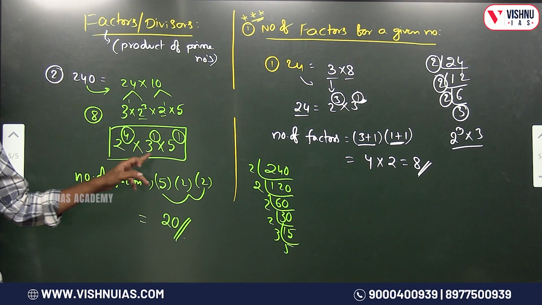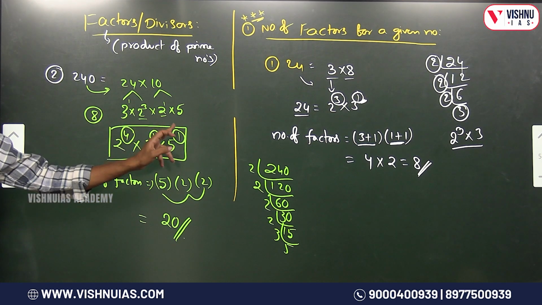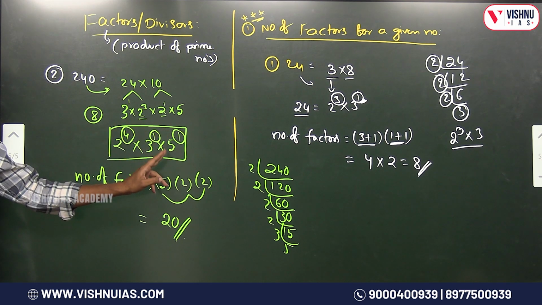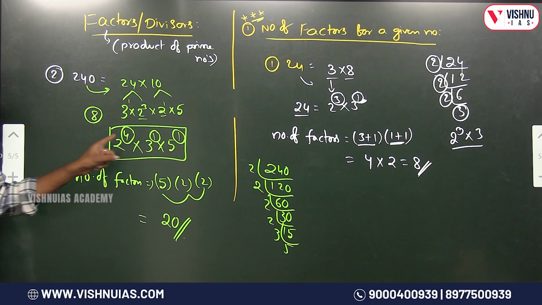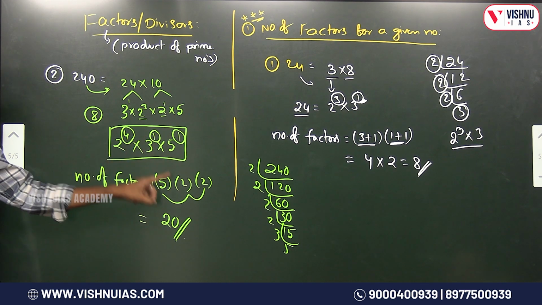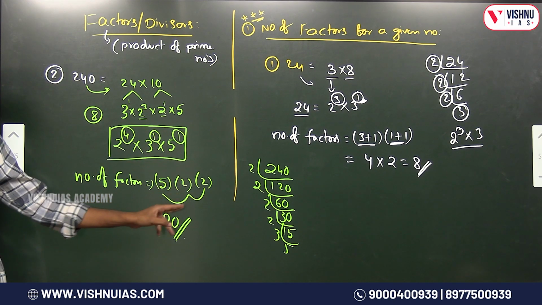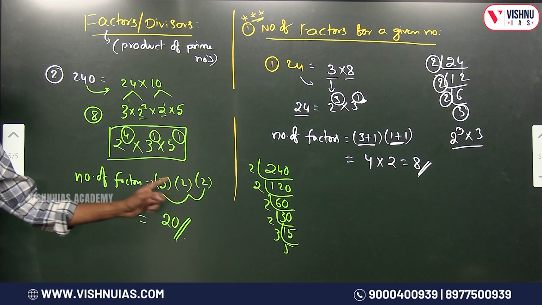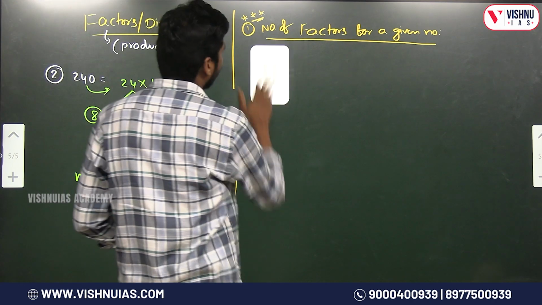So 2 power 4 into 3 power 1 into 5 power 1. After getting the product of prime numbers, you have the powers, right? First you write the prime numbers product and after that you have the powers. Add 1 to each power. Here 4 plus 1, 5. 1 plus 1, 2. 1 plus 1, 2. 5 into 2 into 2. 5 2s are 10, 10 2s are 20. Okay, right, let's take another example.